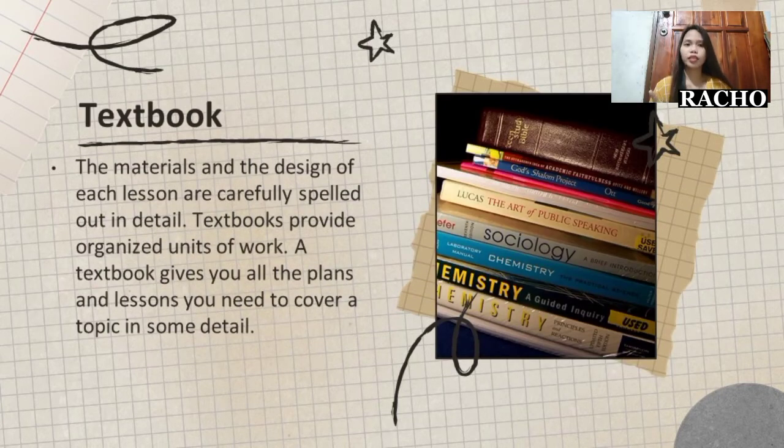Second, textbook. So what is a textbook? A textbook is where the material and the design of each lesson are carefully spelled out in detail. Textbooks provide organized units of work. A textbook gives you all the plans and lessons you need to cover a topic in some detail. It serves as a guide to the prescribed curriculum and syllabus. They ensure that topics covered are similar across different schools and states.